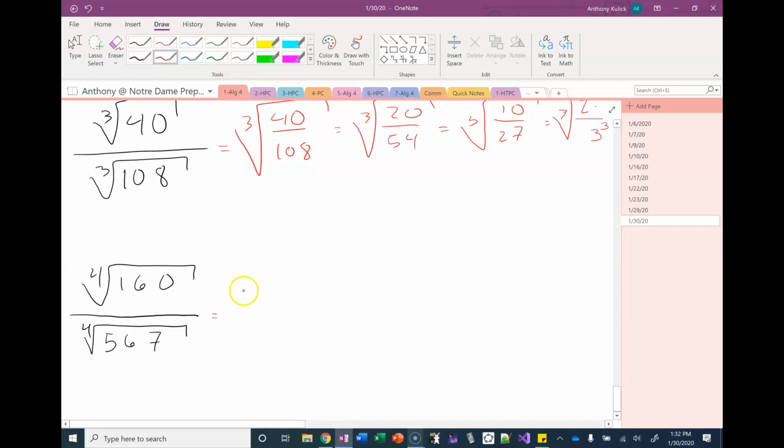What's the prime factorization of 160? Very good. 2 to the 5th times 5. What's the prime factorization of 567? Well, I created it that way. When I decided on 567, I did it by doing 3 to the 4th times 7. And I did that in my head.